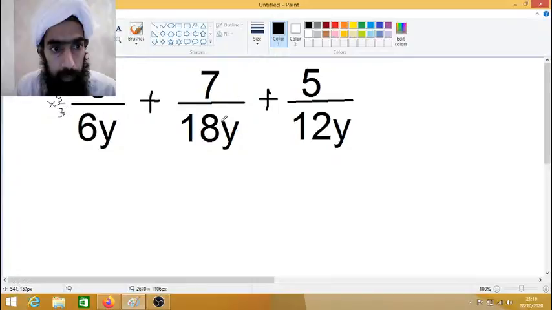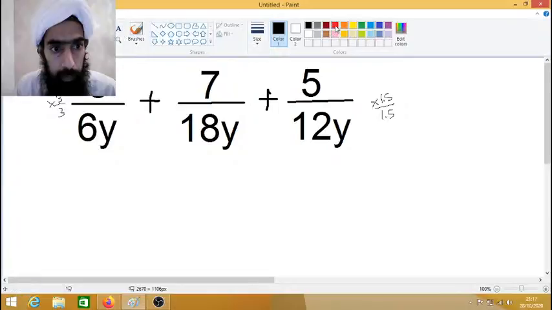I can leave the second one as it is. What about the third one? I need to try and make it 18y. Might have a problem here. What I could do is times by 1.5. I could divide by 2, times by 3. But let's times by 1.5, so 1.5 over 1.5. If we get decimals in the fraction, at GCSE was a bit of a problem. Here we can handle it. Try to avoid decimals if you can, but it's probably the easiest thing to do, just to use decimals here.